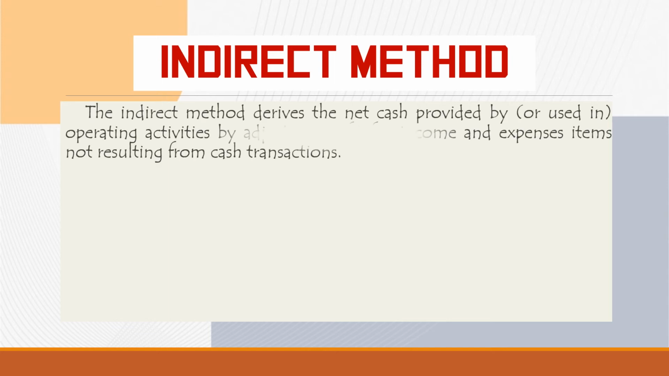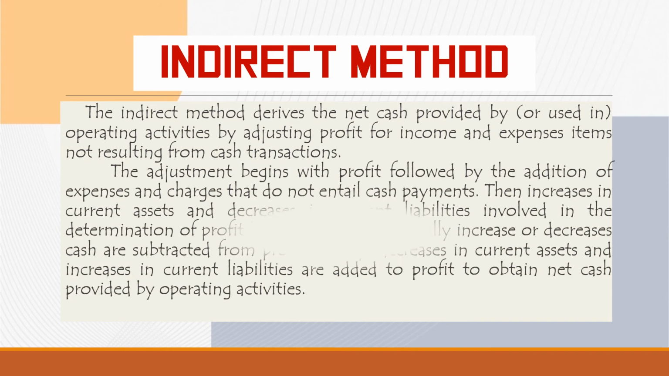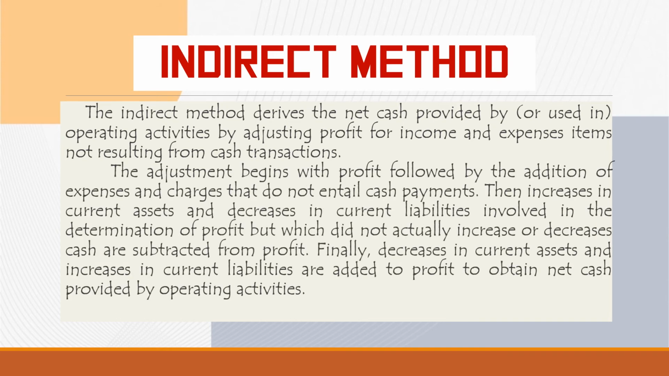The second method is the indirect method. The indirect method derives the net cash provided by or used in operating activities by adjusting profit for income and expense items not resulting from cash transactions. How are we going to determine the adjustment? The adjustment begins with profit, followed by the addition of expenses and charges that do not entail cash payments.